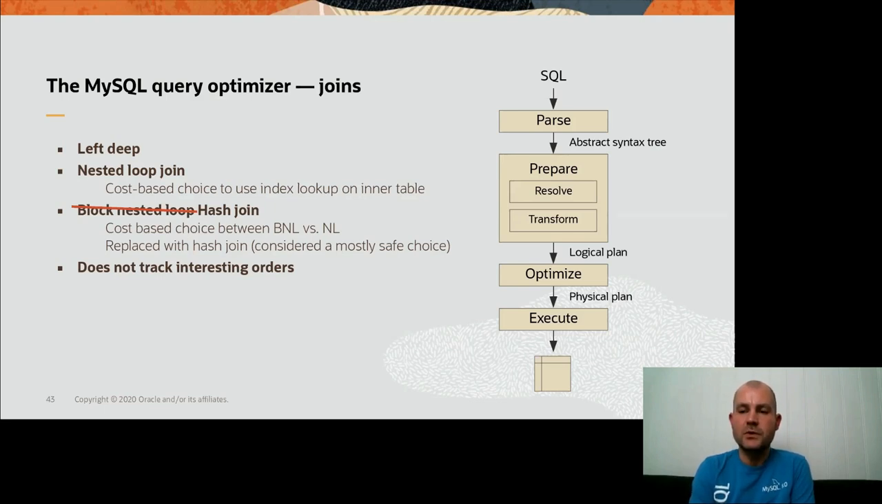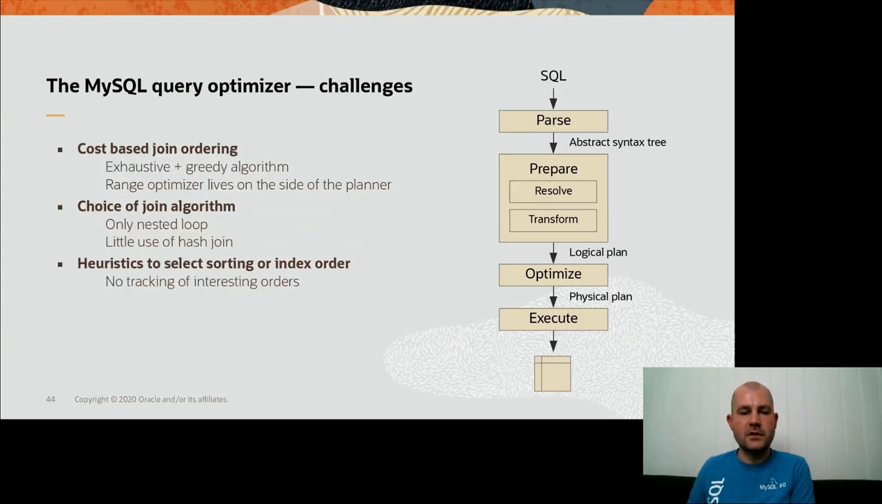We didn't want to touch the cost computations too much. So we could have tweaked it to do a cost computation that's closer to hash join, but we tried to be more conservative and use hash join less because we're doing this in 8.0, which is already a public release. So basically, we do nested loop join and almost by accident hash join. It does not track interesting orders at all. It doesn't try to.